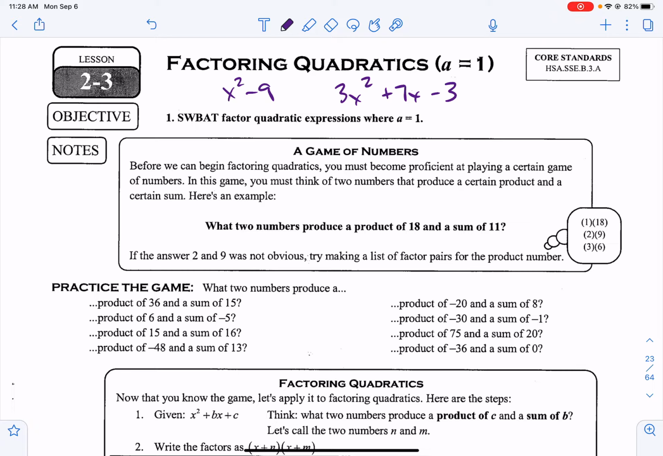All right. Last year was all about working with linear functions or straight lines. This year is mostly about working with quadratic functions, meaning you're going to have an x squared in there.